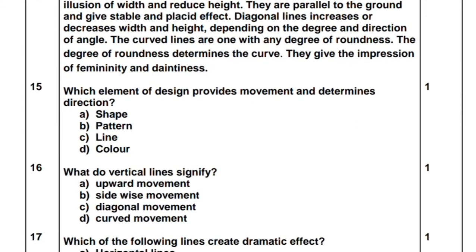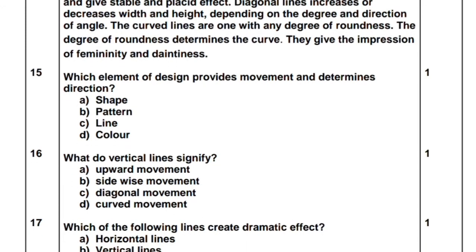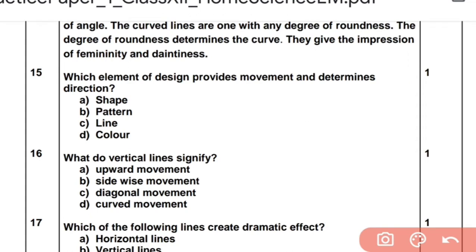15th question. Which element of design provides movement and determines the direction? Which element of design? It is the line. We were reading about the lines, and lines provide the movement. This movement could be in this direction, or any of the other directions. Clear? So the option is C.